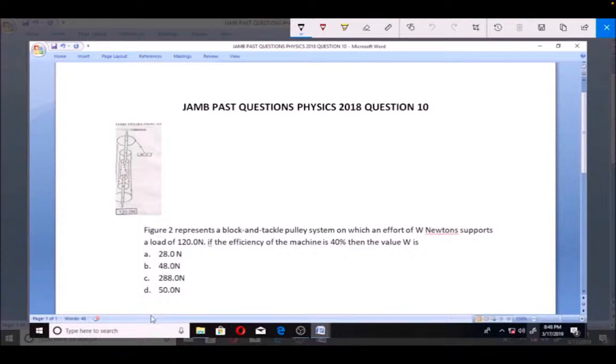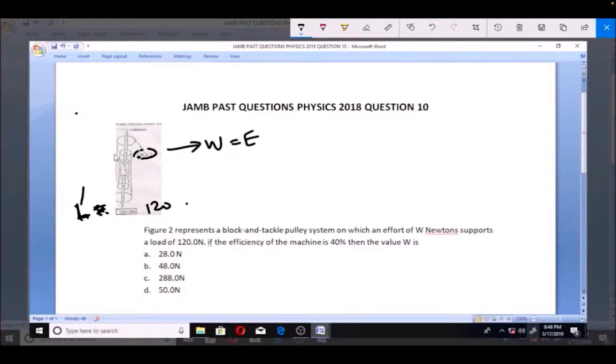So what is the value of W? This is the W here, the effort, and this is the load, L. L is equal to 120. Take note of this. Effort is W, and you are needed to find it.